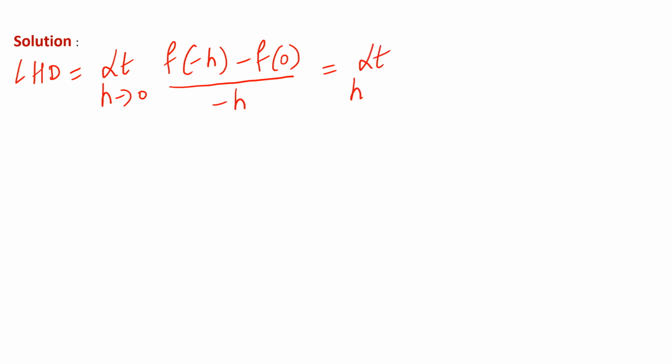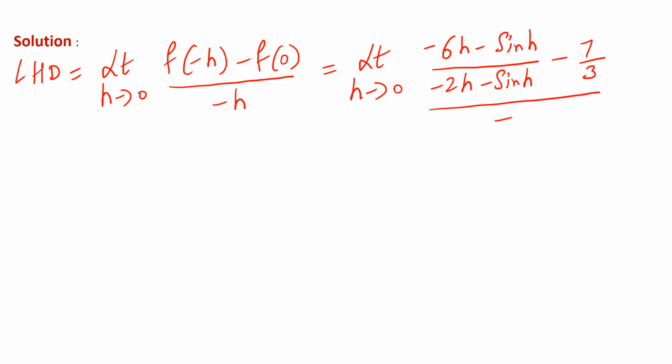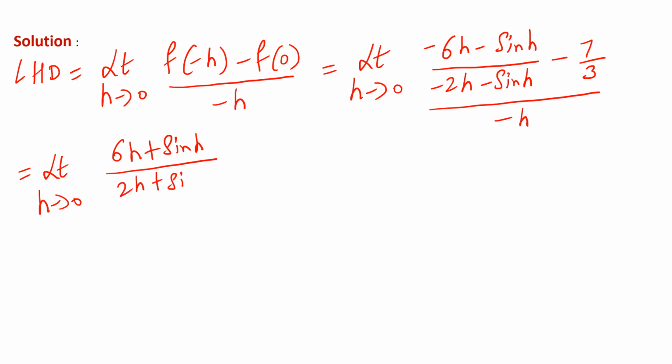Now this further becomes limit h tending to 0, (−6h − sin h)/(−2h − sin h) − 7/3, whole divided by −h. Now this further becomes equal to limit h tending to 0, (6h + sin h)/(2h + sin h) − 7/3, whole divided by −h.